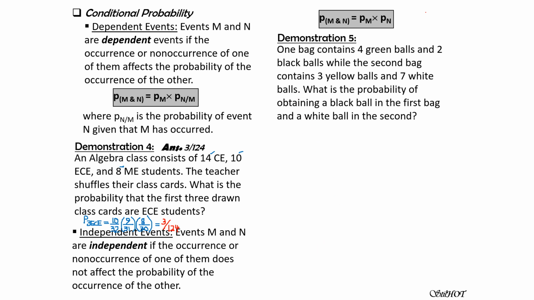So for our solution, probability of obtaining a black ball from the first bag and white ball from the second bag equals probability of obtaining a black ball from the first bag times probability of obtaining a white ball from the second bag. For the first bag, there are 2 black balls out of 6. From the second bag, there are 7 white balls out of 10. So therefore, the answer is 7 over 30.